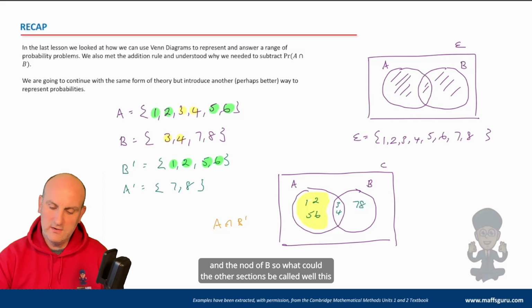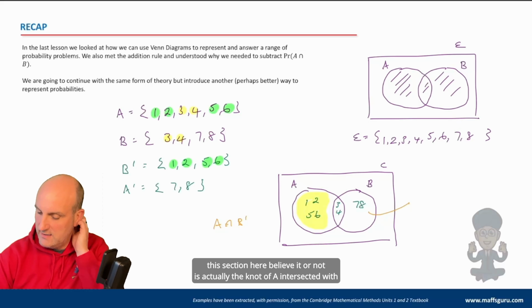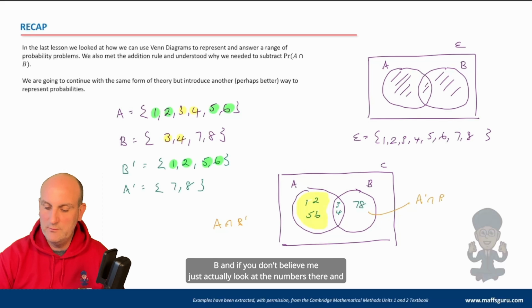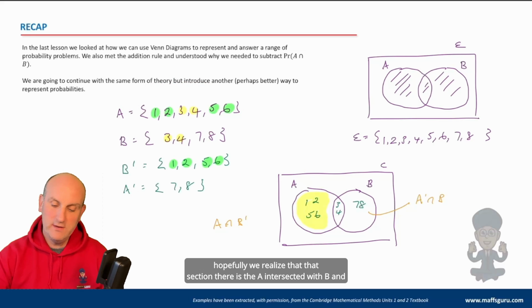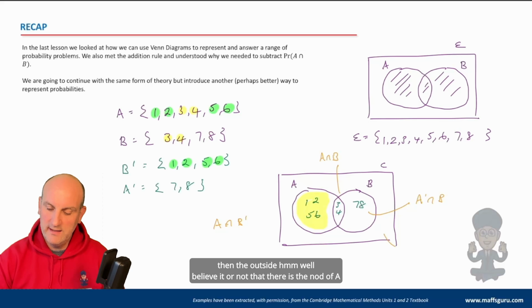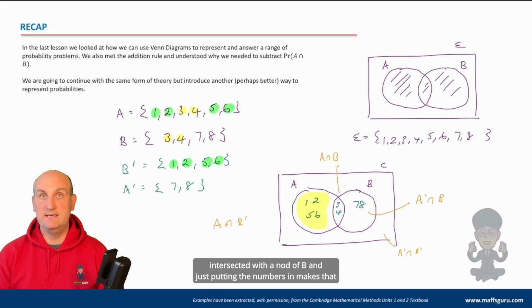So what could the other sections be called? Well, this section here, oh, he says doing it in highlighter. Let's change that to pen. This section here, believe it or not, is actually not A intersected with B. And if you don't believe me, just look at the numbers there. And hopefully we realize that that section there is A intersected with B. And then the outside, well, believe it or not, that is not A intersected with not B. And just putting the numbers in makes that, wow.